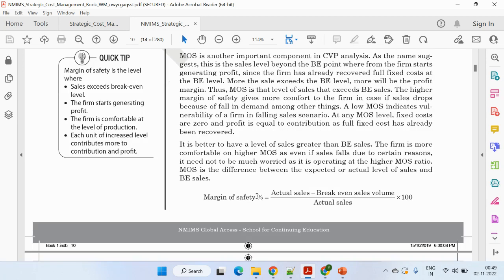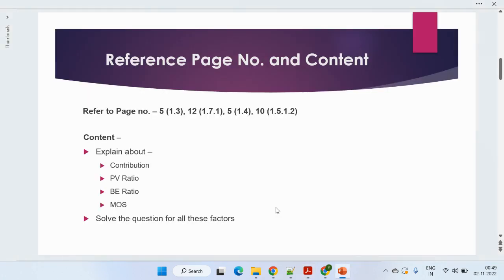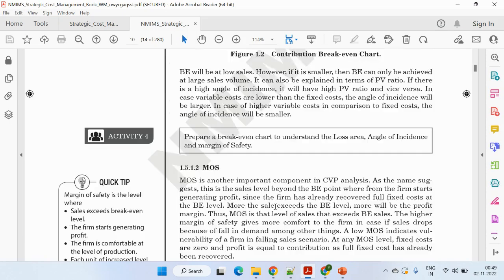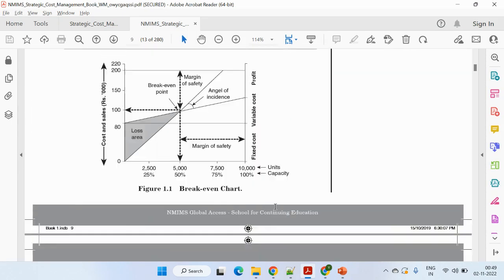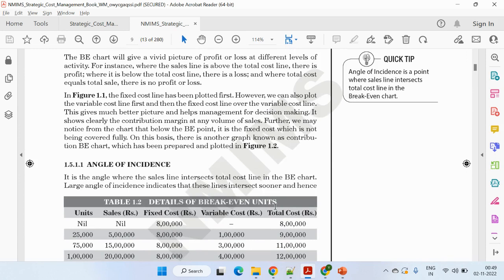So this is MOS. The full form is margin of safety, which is actual sales minus break-even sales volume upon actual sales into 100. Values are already provided, so I'm not going into the details of calculation. For the first question, you only need to go from page number 4 or 5 to page number 12 or 13, meaning initially 6 or 7 pages. I suggest you read all the content once, because all this is interrelated. You will get a better understanding.